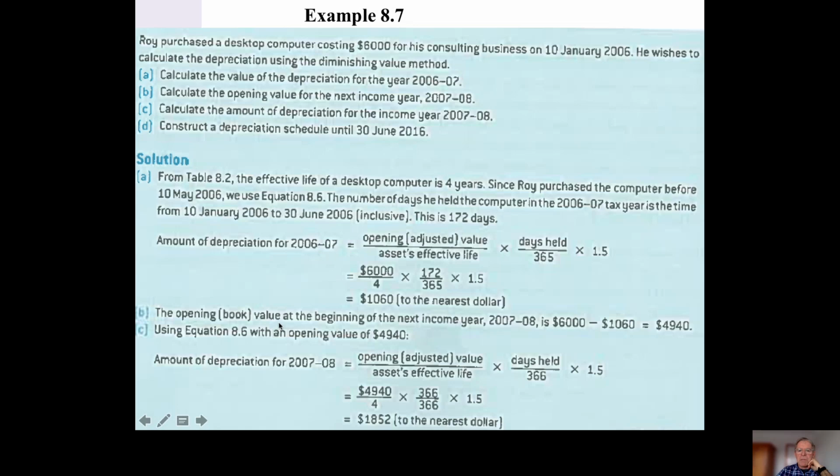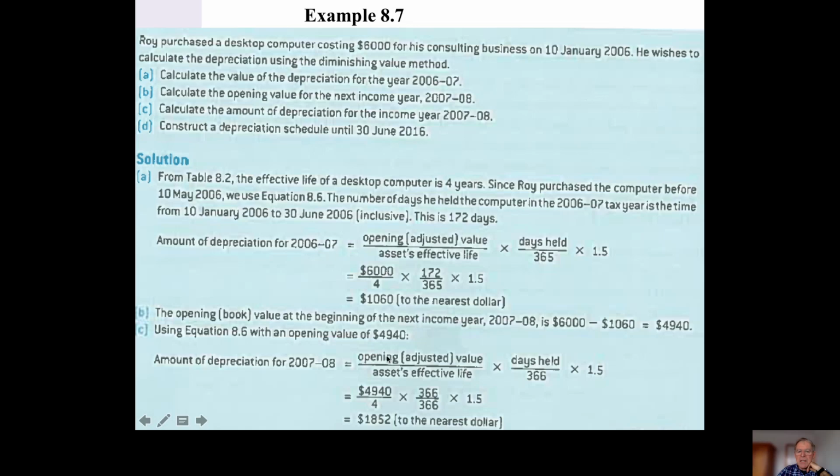Here we are putting some more figures in. It looks like we bought a desktop computer. We look up the table, we find out it's got an effective life of 4 years. So we pick up the opening value, divide by the effective life, and work out when we bought it, 10th of January 2006, calculate the number of days to the financial year end, 30th of June 2006 for this particular event, and multiply by 1.5 because we bought it before 10th of May 2006.